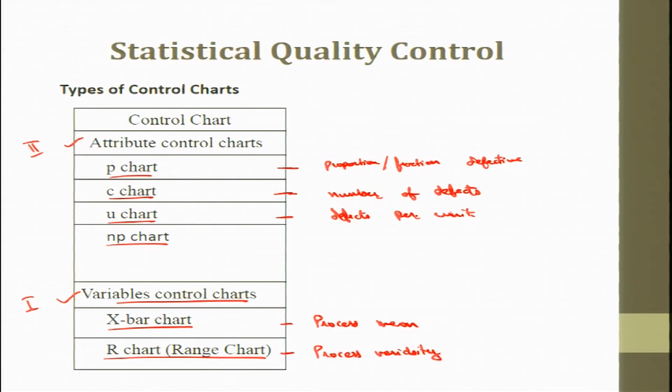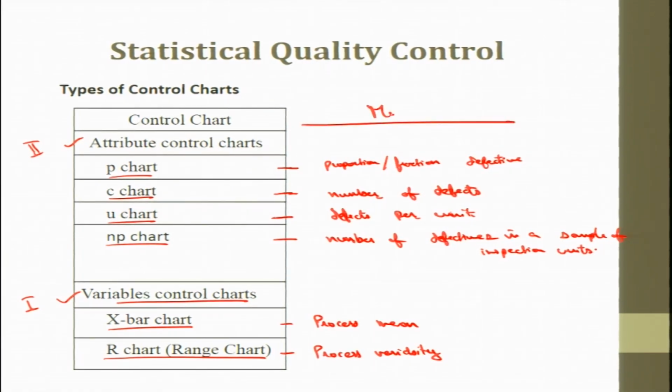Next is NP chart. So NP chart is number of defectives in a sample of inspection units. So these are the things which we are trying to monitor or control in these specific charts.